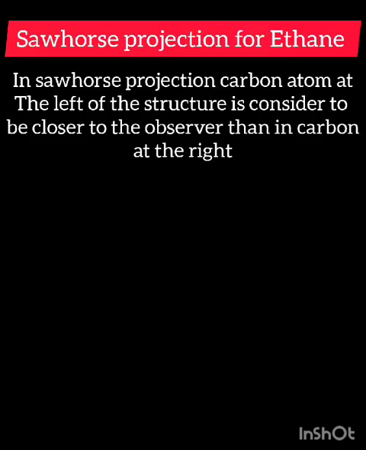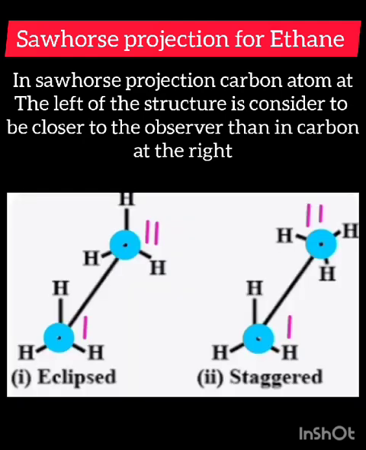Let us see the Sawhorse projection for ethane. In Sawhorse projection, the carbon atom at the left of the structure is considered to be closer to the observer than the carbon atom at the right. If the rear carbon and its hydrogens are exactly behind the front atom with a 0-degree dihedral angle, this structure is called eclipsed conformation. If the rear carbon rotates 0 to 60 degrees, then that structure is called a staggered conformation.